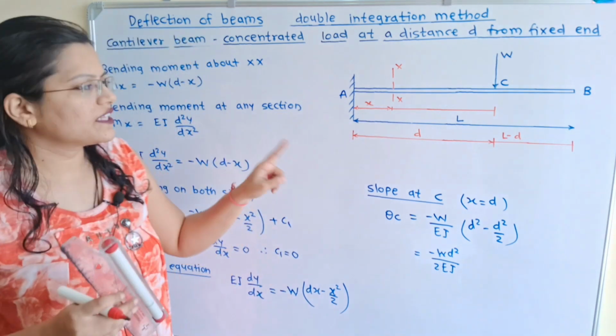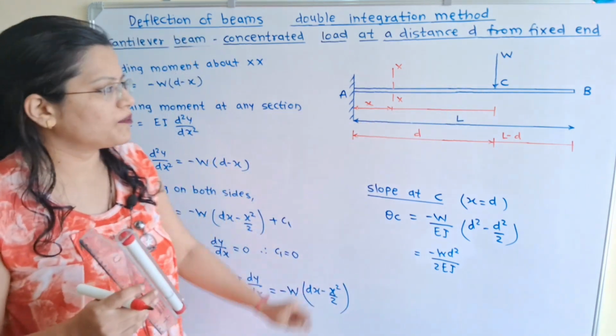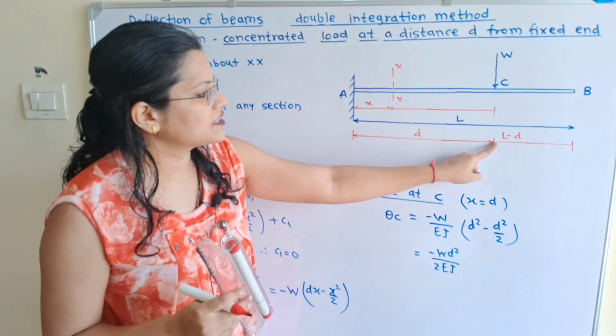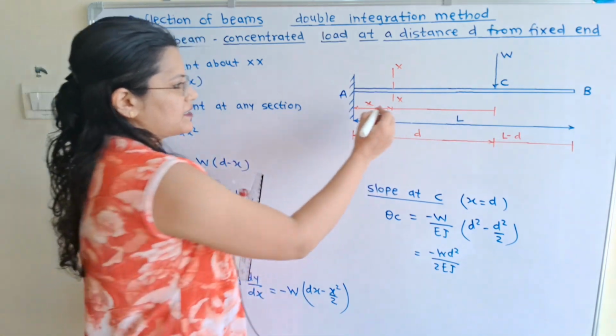Now if we observe the diagram, from this point load W, what is the distance from the section XX? So this total distance is small d, so d minus x.